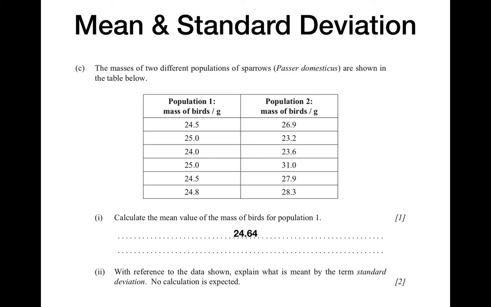And then with reference to the data shown, but not actually calculating it, what is meant by the term standard deviation? So standard deviation would be how far the values are from the mean. So the larger the standard deviation, the more variation there is, the bigger range in the data set.